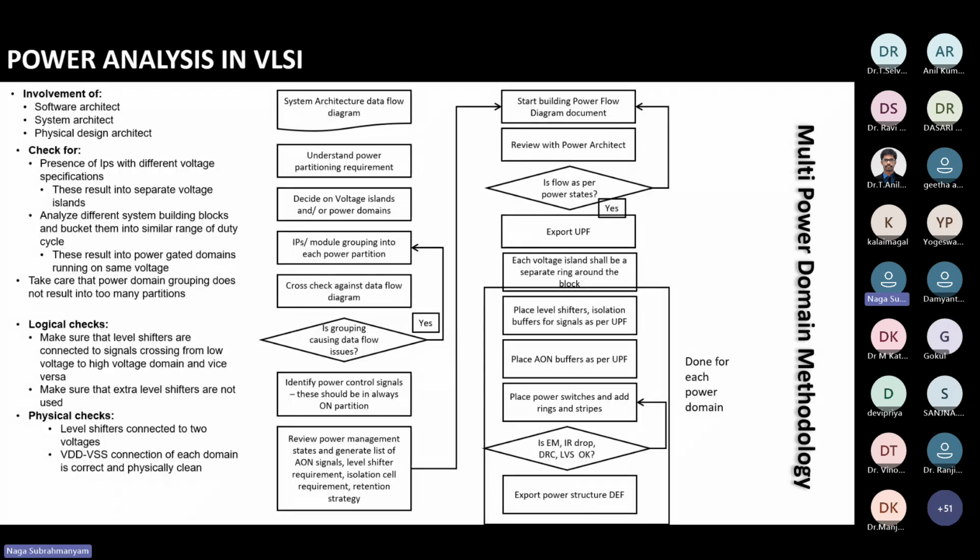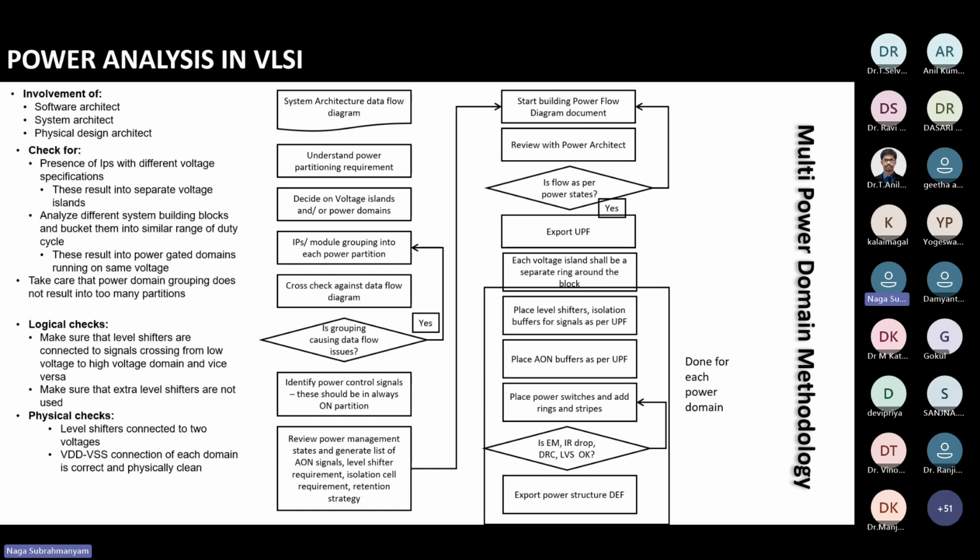Start building the power flow diagram, then the power architecture. This side is all requirement review, and now they are placing. Then the flow is as per power states. In the power management unit, there is a power state machine, so according to those states, check whether it is working or not. If not, you have to go back to the flow.